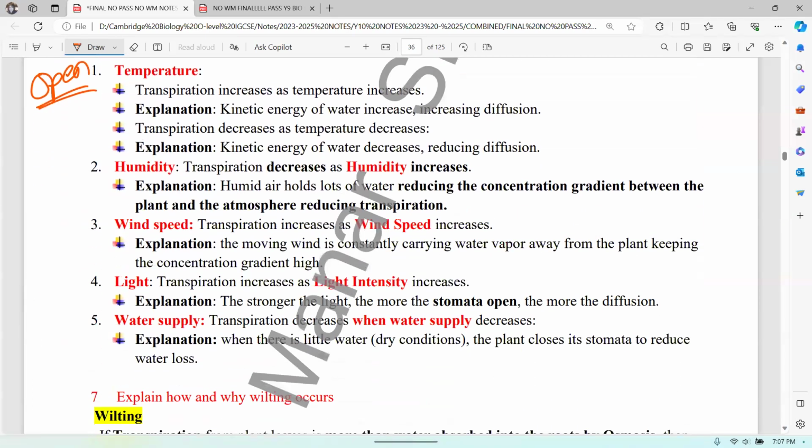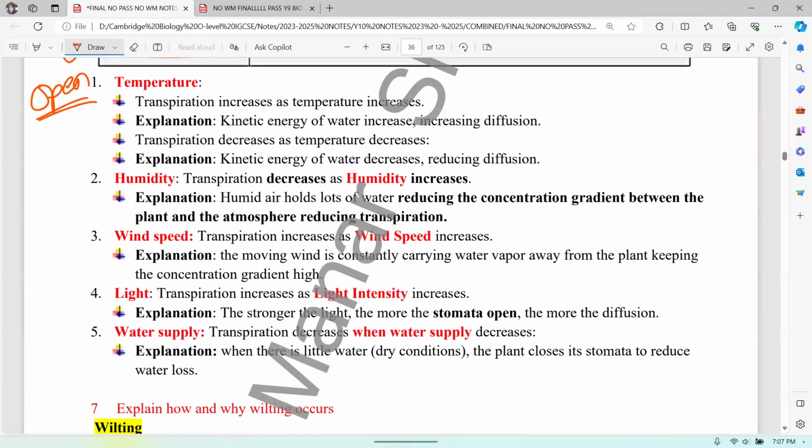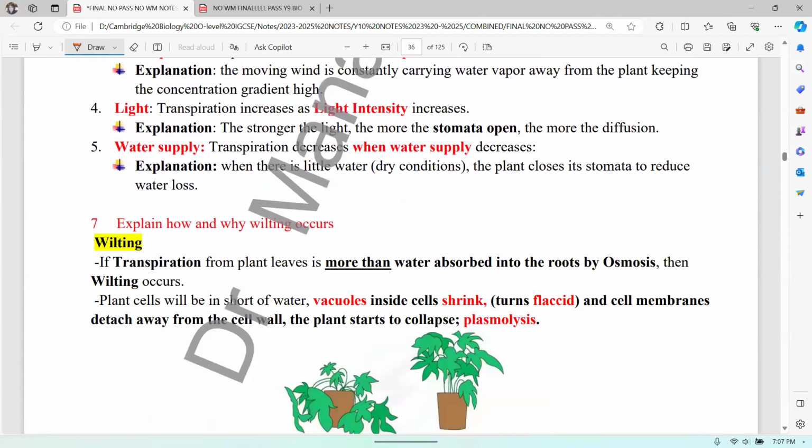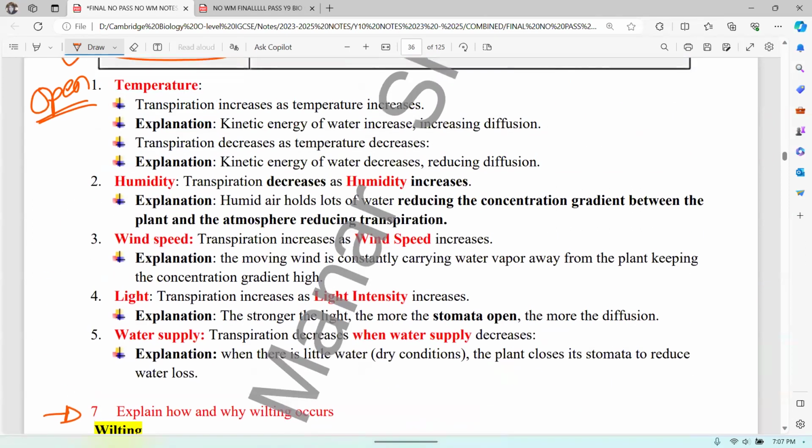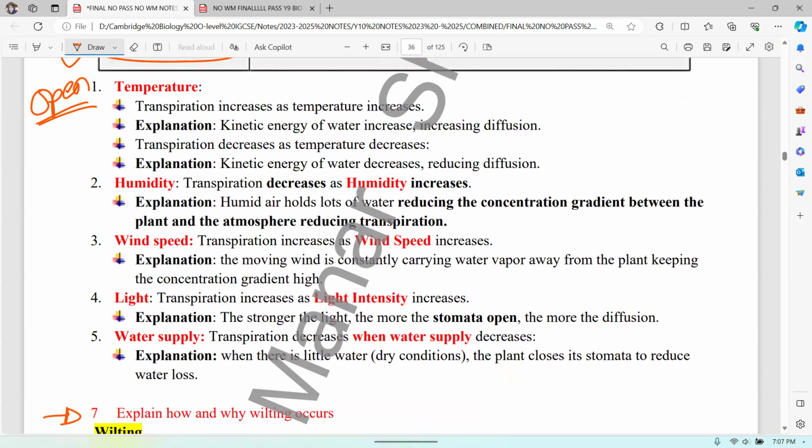Let's read this part because this part is more than important. This is objective 6 and we will leave objective 7 for tomorrow, okay? So let's read this together. Temperature. When the temperature increases, the transpiration will increase. Explanation. Why? The moment you see the word temperature, you always have to write kinetic energy, because molecules will have more kinetic energy, so they will diffuse faster.